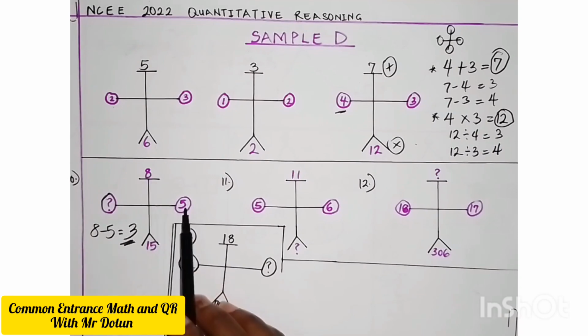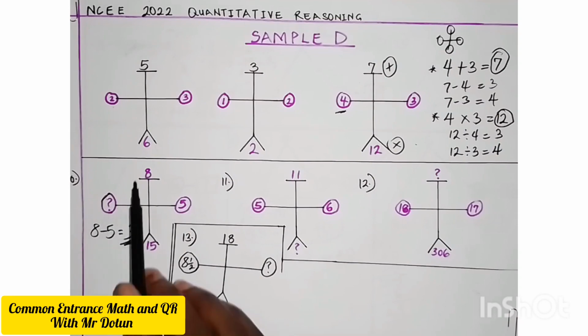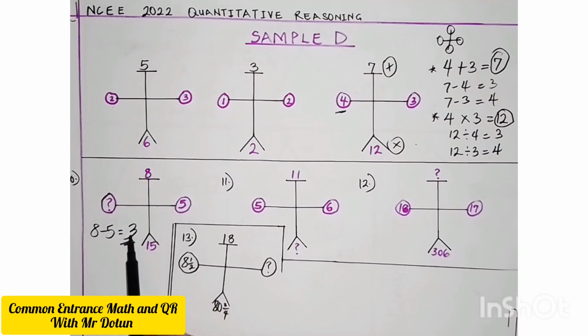So if this is 8 minus 5, 15, then 3. Then 3 times 5 should give you 15, and 3 plus 5 should give you 8. So we've checked our answer and it's correct. Okay, so the answer to number 10 is 3. You could also just do 15 divided by 5 and that will give you 3. Then you check by saying 3 plus 5. Will it give you 8? Yes. So the answer is 3.